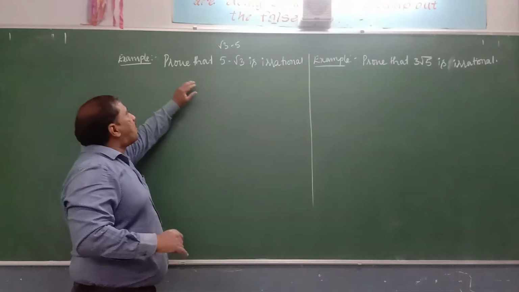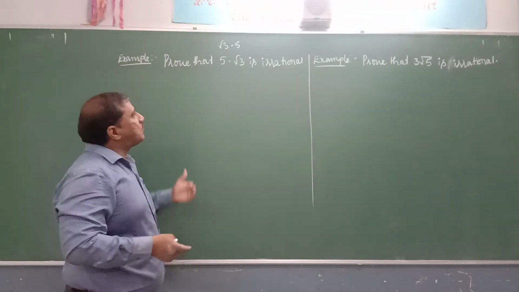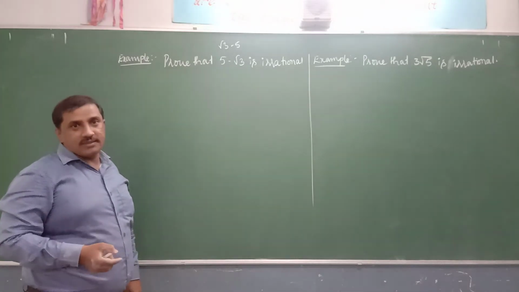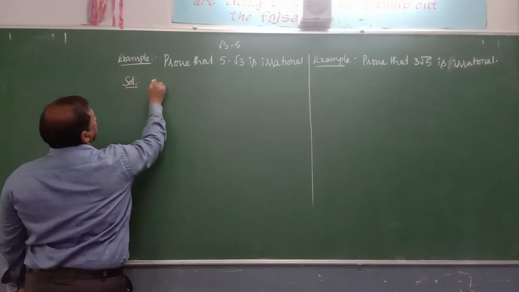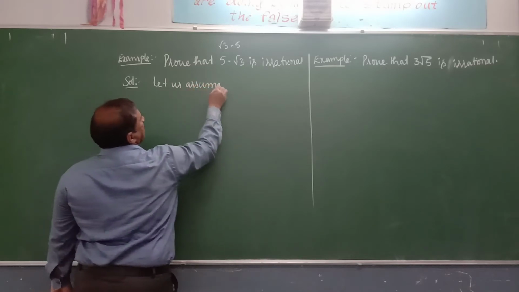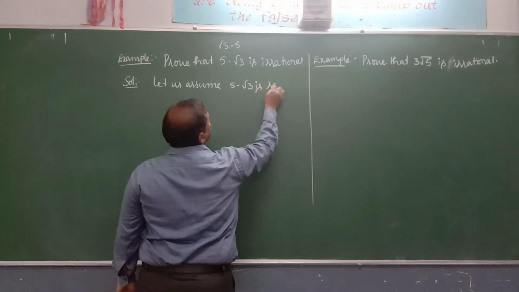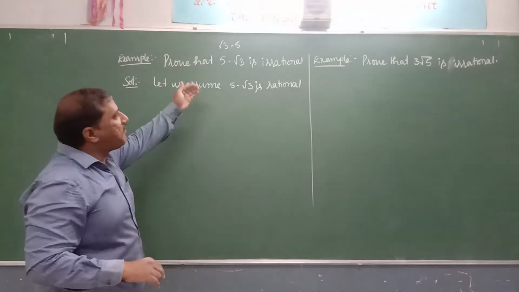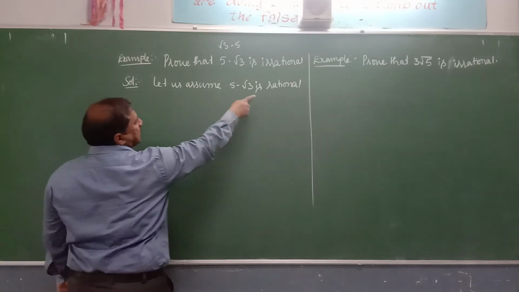Now we are going to prove that 5 minus root 3, or 3 minus 5, or 6 plus root 5, 6 minus root 5 are irrational numbers. All those numbers we prove in a similar way. The similar concept will apply here, so here also we use the contradiction method. So let us assume 5 minus root 3 is a rational number. If it is a rational number, it can be expressed in the form p by q.